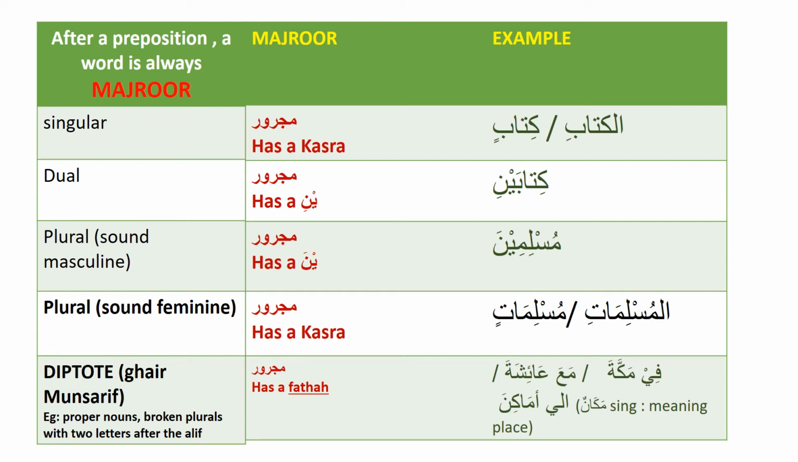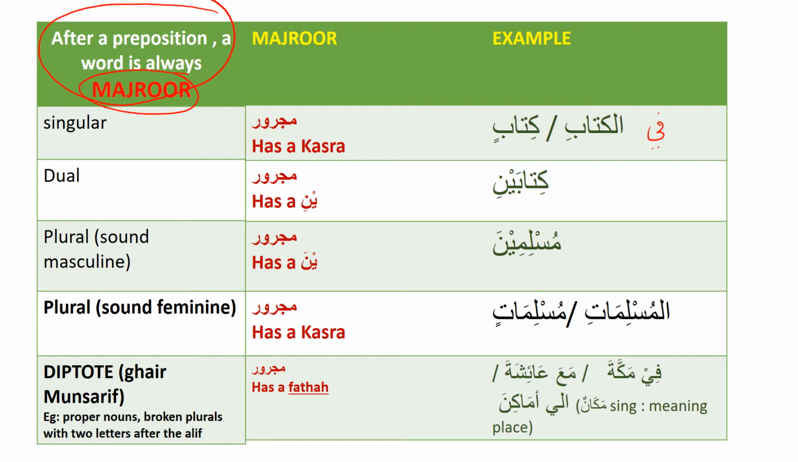And you must remember that after a preposition, a word is always majroor. So this is where the majroor, mansoob, and marfu thing comes in, because we need to see if there's a preposition somewhere, we need to see what word it is affecting afterwards. So we have, for example, fi, okay? You can't just have fi by itself. The fi needs to be affecting or connected to some other word, making it majroor. So fi plus a majroor word would be fil kitabi, in the book, for example.